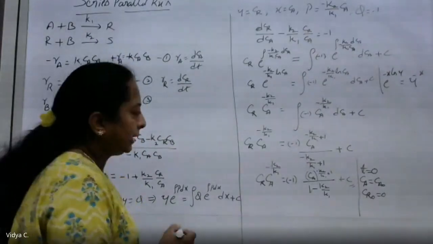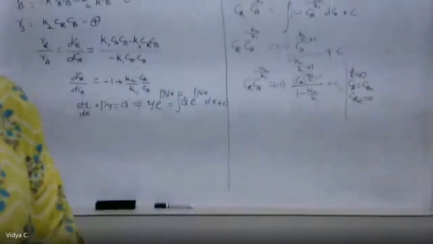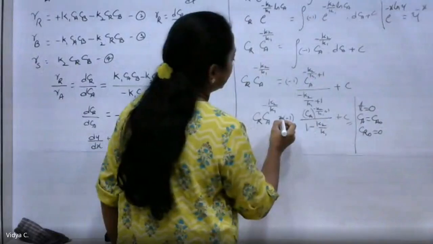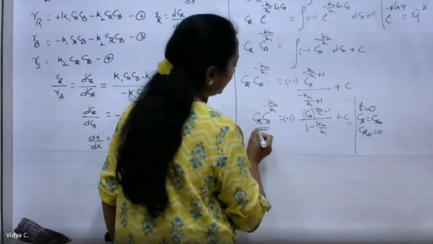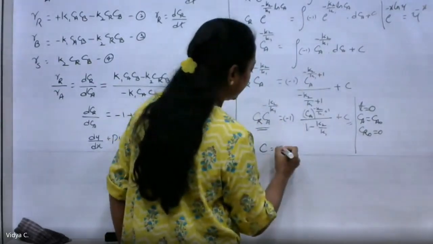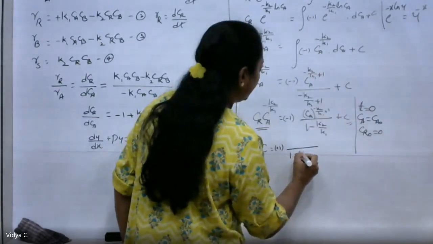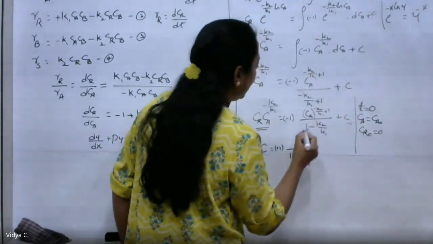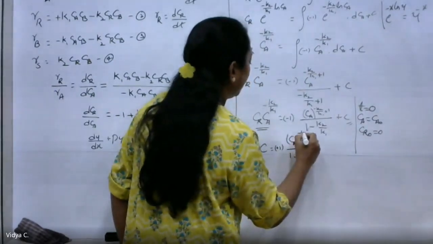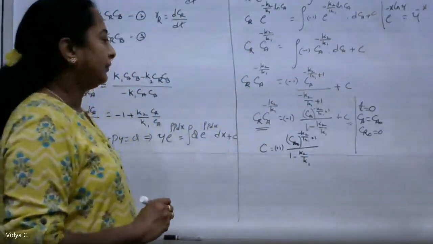So the next step is finding the value for C, the constant of integration. Let me find the value for that. This CR is 0, right? So I can now write C is equal to this minus, if it comes to the other side, this becomes plus 1 into 1 minus K2 by K1, and this will be CA naught to the power of minus K2 by K1 plus 1. So you got the value for C.